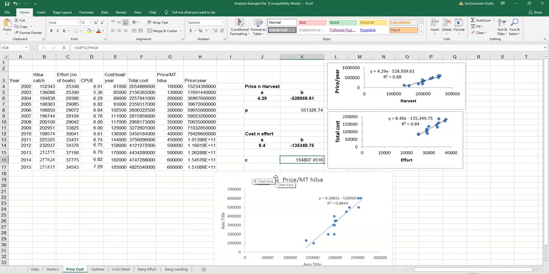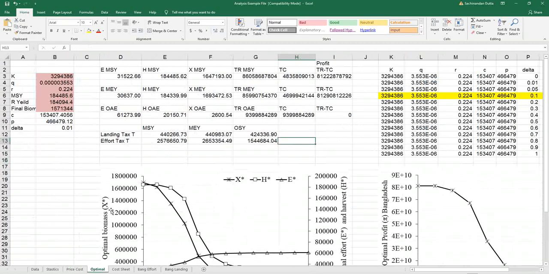This price and cost will be used for the analysis. So go to the optimal. Here in optimal we estimate the optimal effort, E star, the optimal harvest, that is H star, and the optimal biomass, that is X star. We have calculated this KQR earlier, so this KQR is always required.